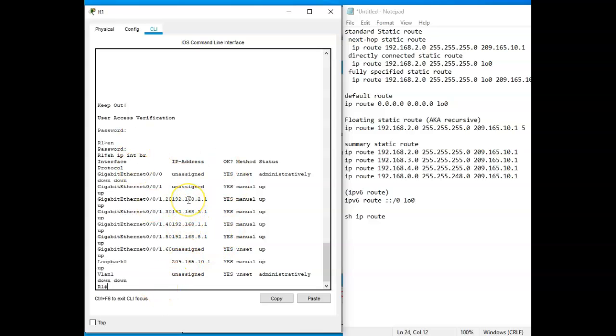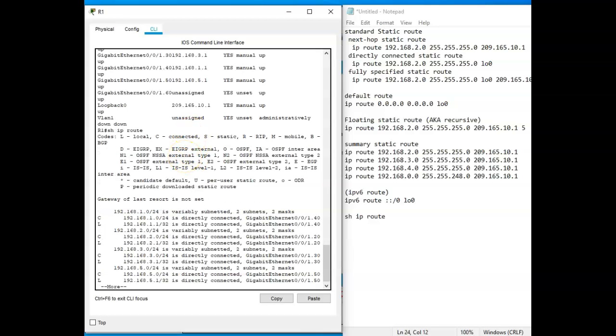The routers use the routes to figure out where to send data. It's going to do an ANDing process with the IP address and the subnet mask in order to find the network address. Then it'll look it up on its routing table and send it out. And I'm going to type in show IP route.